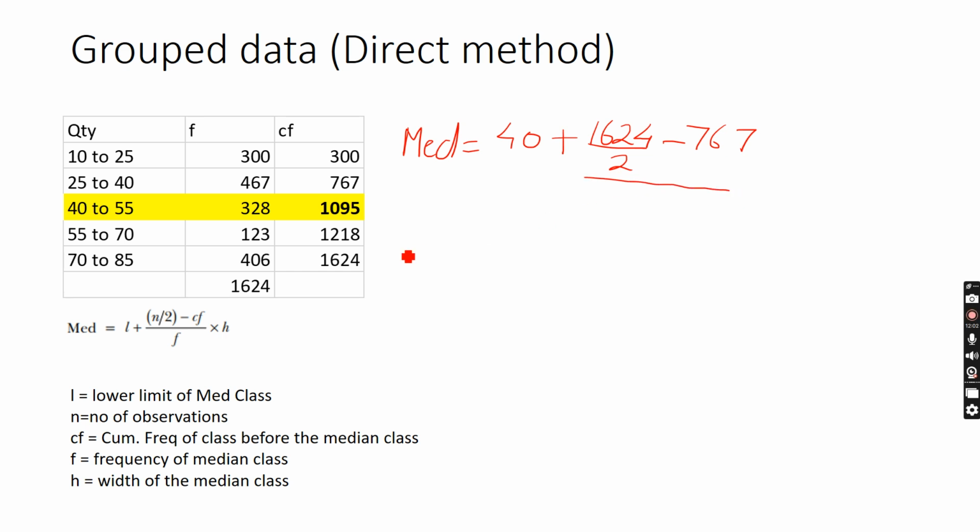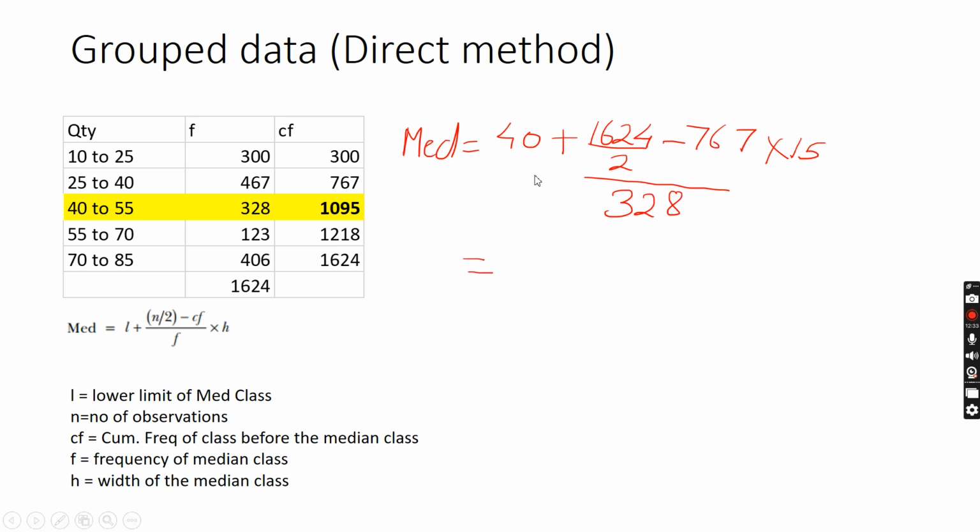divided by the frequency of the median class. The frequency of the median class is 328. So I divide by 328, and finally I multiply with the class width of the median class. If you notice, for the median class, the lower limit is 40 and the upper limit is 55, so we have a class width of 15. So I mention that here.